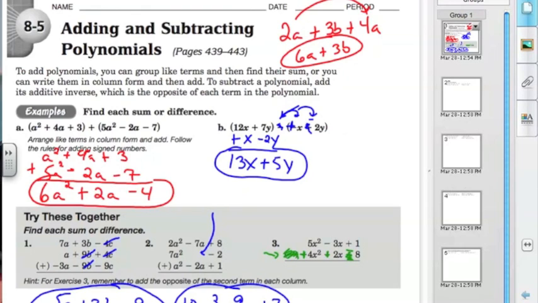And now I can think of it as a simple addition problem. I have 5x squared plus 4x squared. So I get 9x squared. Now I have negative 3x plus 2x. So that means I have negative x. And I have 1 minus 8 in the end. So I'm negative 7. All right. Let's move on to the next problem.